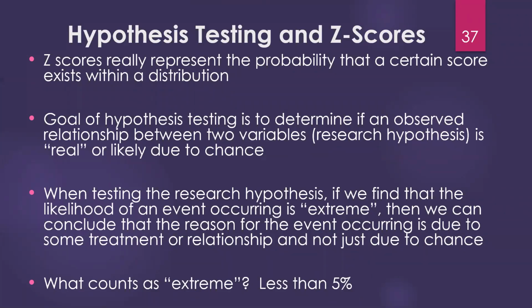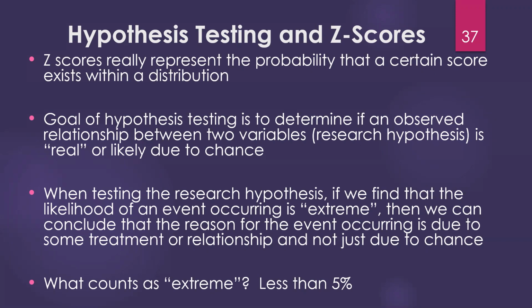Okay, last thing then that I want to say here, and this is really just starting to plant the seeds of why the normal curve and z-scores matter for more advanced statistics. So I don't expect you at this point to totally get this last slide. The idea is that this is starting to lay the groundwork for why this matters for more advanced statistics. So we know, of course, as we looked at, z-scores really represent the probability or likelihood that a certain score exists within a distribution.